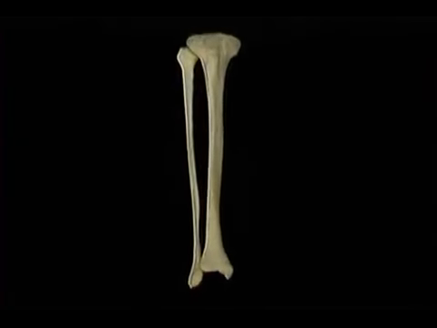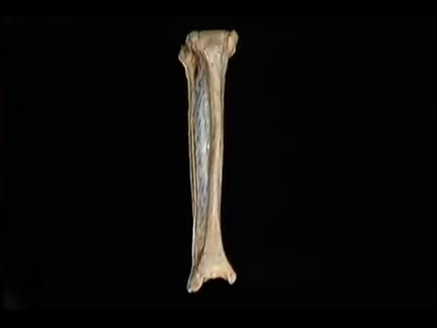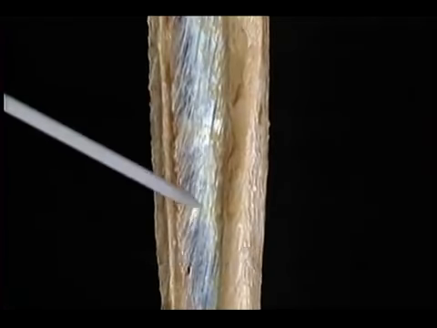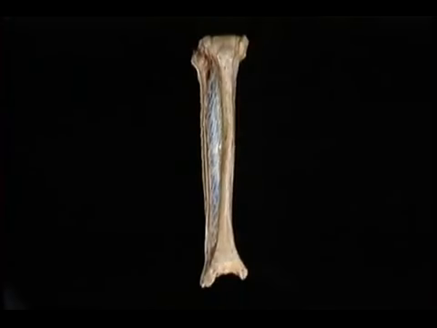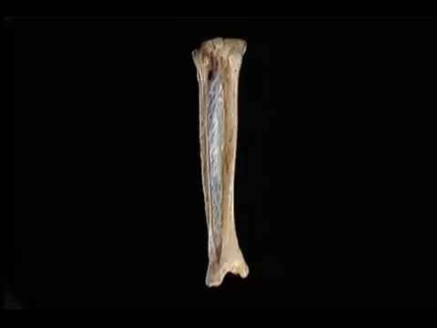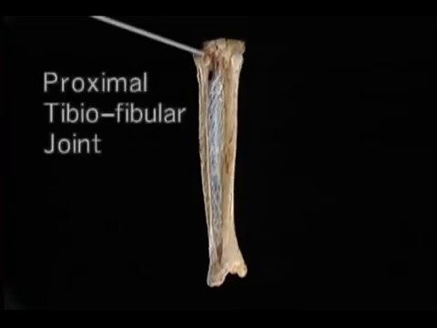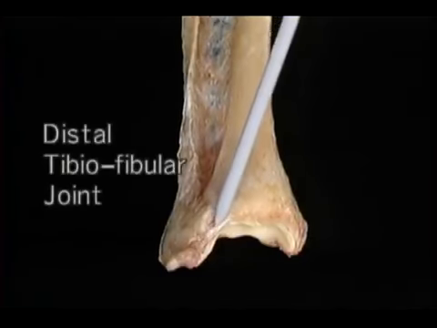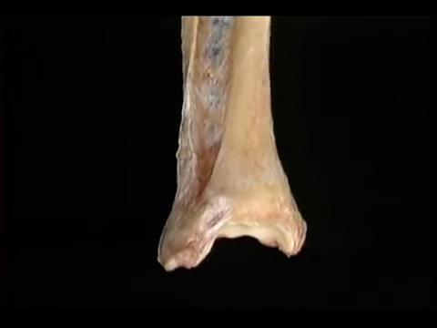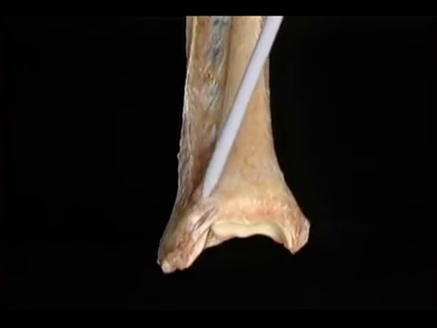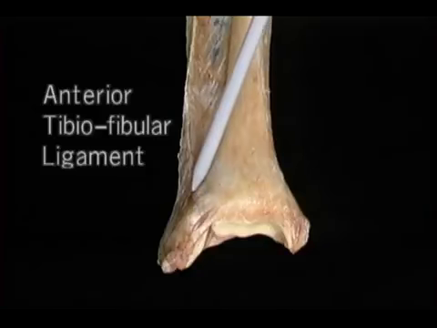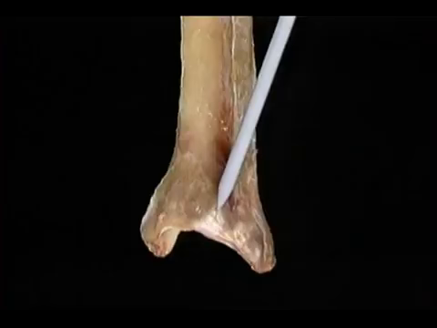The tibia and fibula are held together throughout their length by the strong interosseous membrane. Above and below, they're attached at the two tibiofibular joints. The proximal tibiofibular joint is a synovial joint. The distal one is a fibrous joint. There's very little movement at either of these joints. Distally, the two bones are strongly held together by the anterior tibiofibular ligament and the posterior tibiofibular ligament.